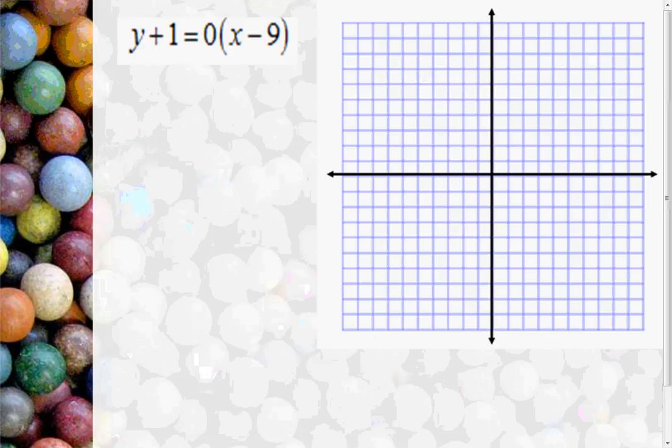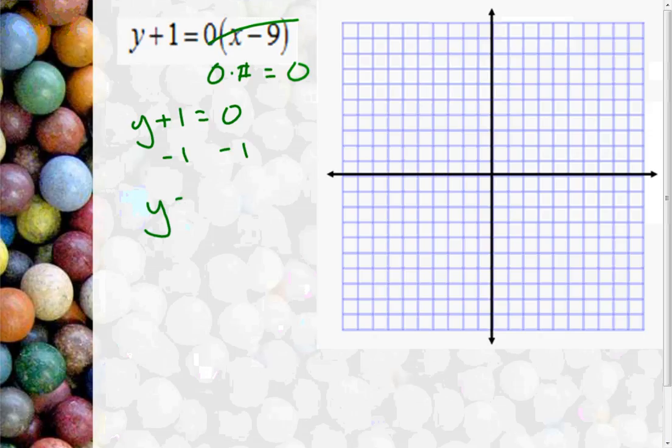Pause and go in. This one's a bit of a trick one because notice this is 0 times this. So 0 times any number is going to be 0. So this actually all just goes away. So I get y plus 1 is equal to 0. So this is actually a special case. So y equals negative 1 for all x values.